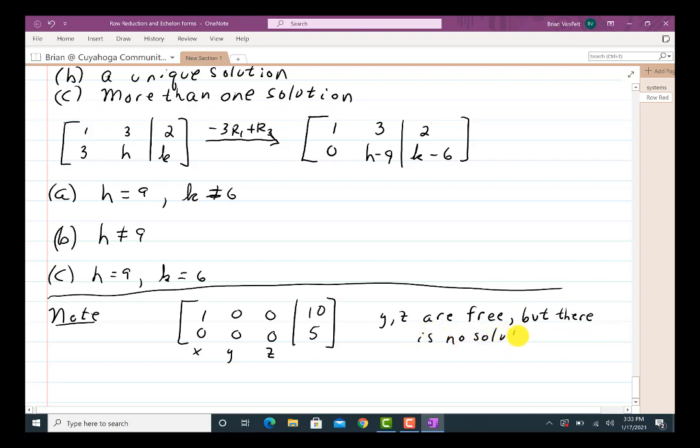So the point I'm making is you can have free variables without actually having a solution. Just because you have an infinite number of possibilities for the variables does not mean that any of those possibilities will be an answer. So the point is that you can have an infinite number of possibilities with no solution.